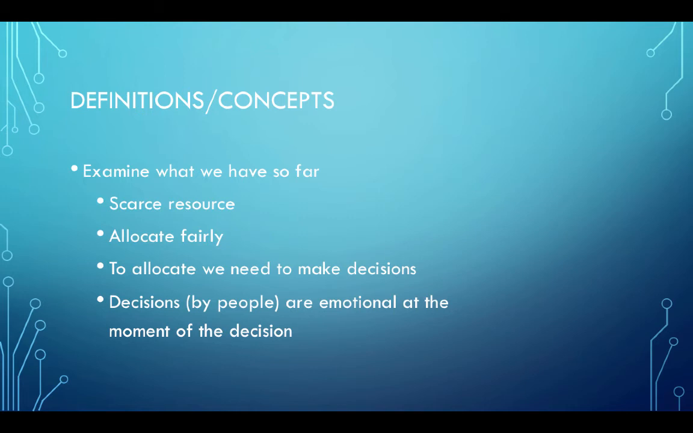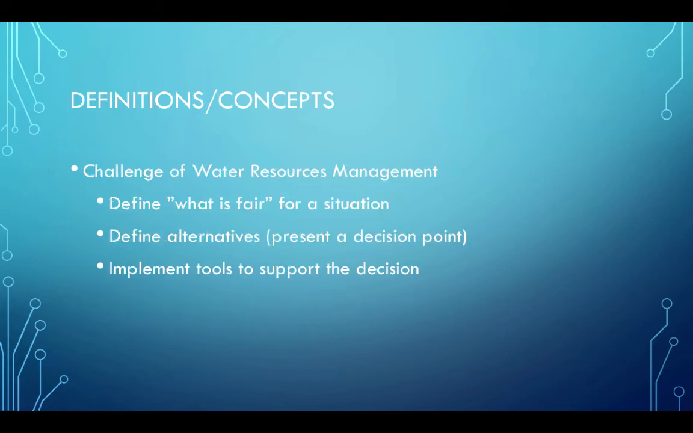So what we've examined so far is that water is a scarce resource. We have accepted globally that we want to make that allocation fairly. To do an allocation, we have to make a decision. Decisions are made by people, and there's a strong emotional component at the moment of the decision. So the challenge of water resources management really boils down to a handful of things. First is to define what is fair for a particular situation. Secondly is to define alternatives. We have to find a decision point or decision plan. And then lastly, we implement tools to support the decision.